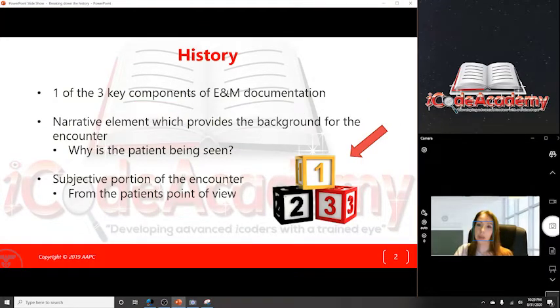So the history. This is going to be the very first of three key components that is necessary for your E&M, or evaluation and management coding, as well as the documentation. This is really going to be a narrative element that provides the background for the encounter. So in other words, why is the patient being seen? Another way to look at this is the subjective portion of the encounter, and it's going to be the patient's interpretation of why they're there. Why are they being seen, as well as elements for the encounter that is from their point of view.